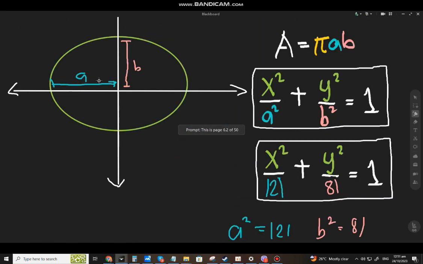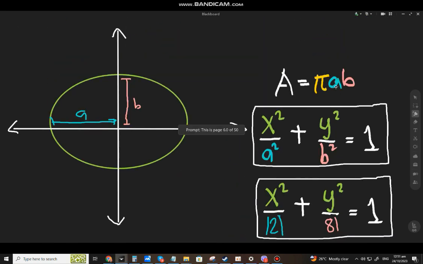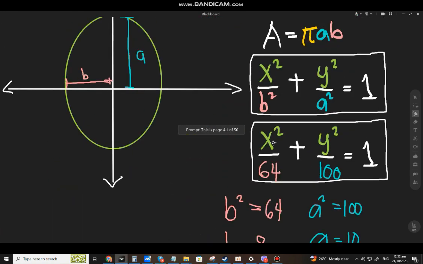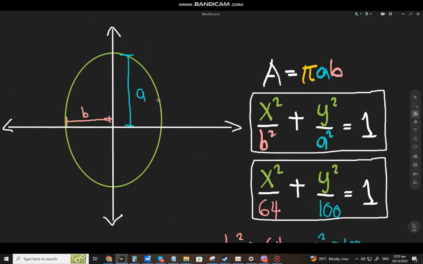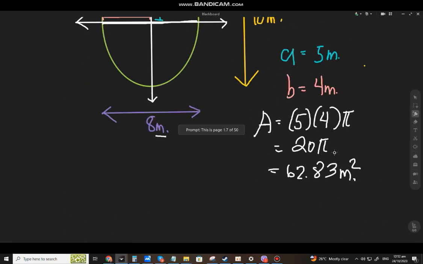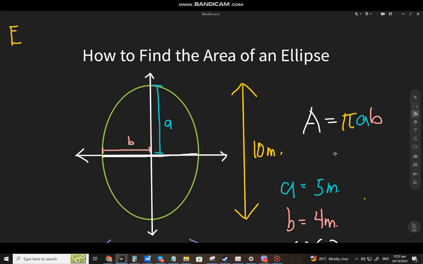And remember, again, the area of the ellipse is pi AB. The equation depends on where A is. If A is on the x-axis and that's the longer side, you put it below x squared. But if A is on the y-axis, of course you put it below y squared. And that's the end of the lesson on how to find the area of an ellipse.